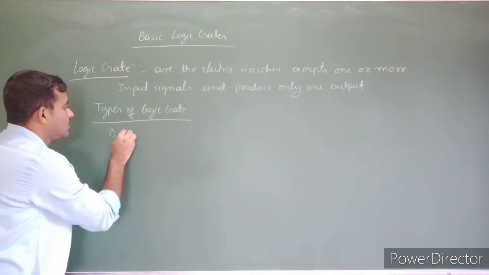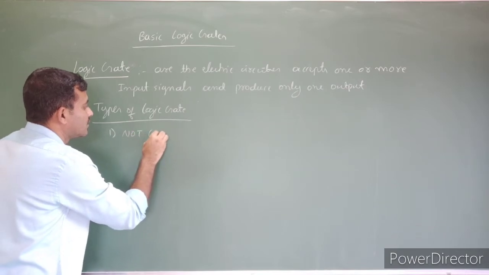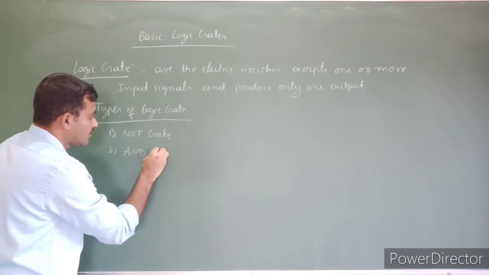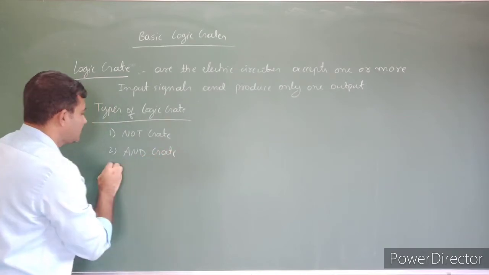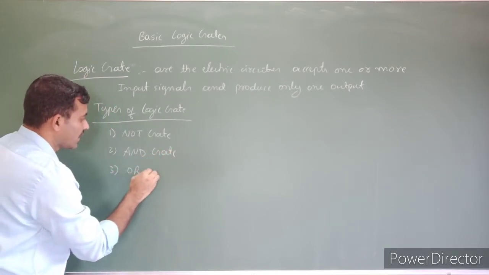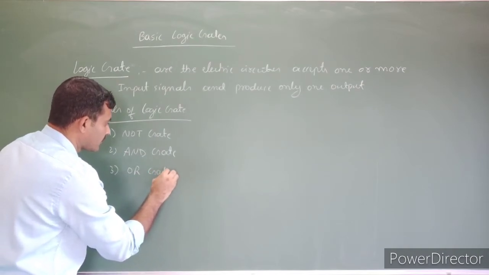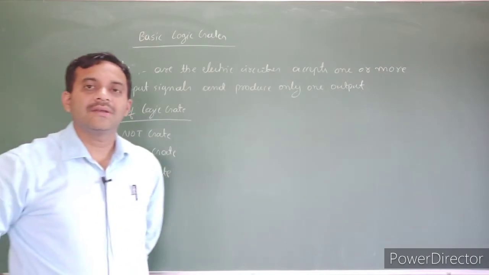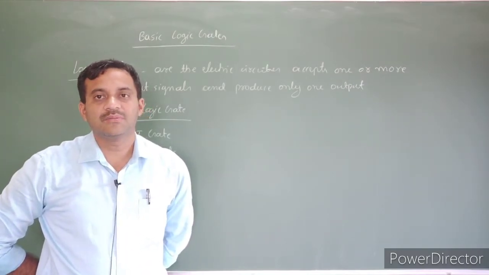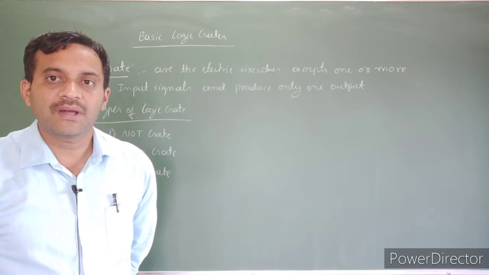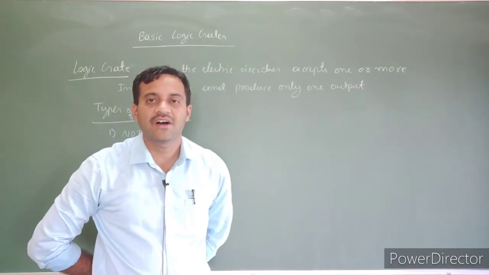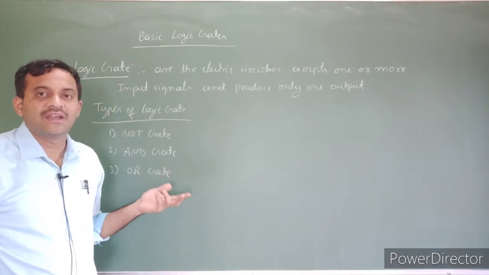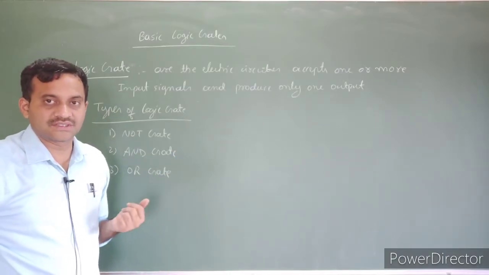The first one is NOT gate. Second one is AND gate. Then third one is OR gate. NOT gate, AND gate, and OR gate. These are the 3 basic gates in Boolean algebra. These are also called fundamental gates. Basic gates are fundamental gates. Then each gate performs each Boolean operation.